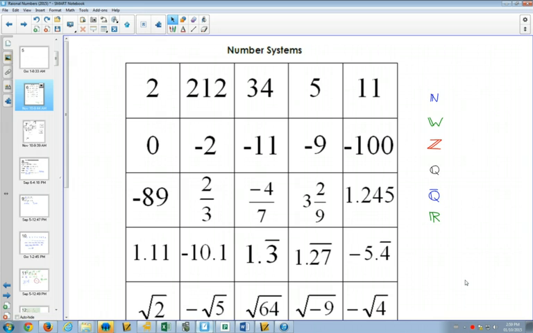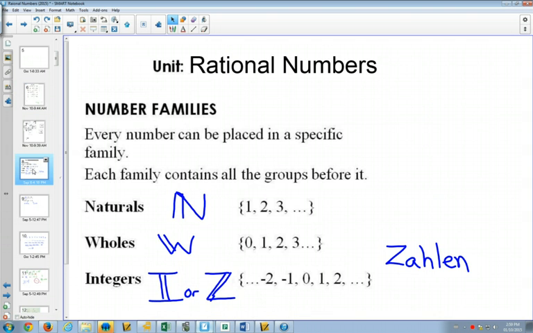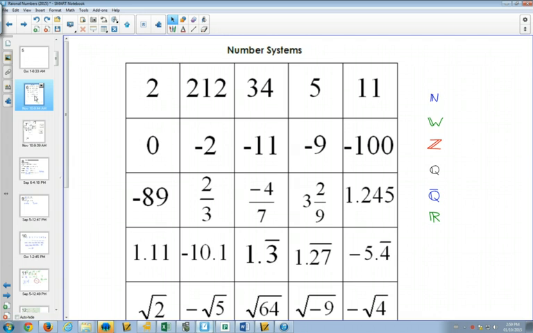Find all the natural numbers and color them the same. So if you go back to your notes, what are the natural numbers? Natural numbers are 1, 2, 3, 4, 5, all your counting numbers. So would 2 be a natural number? Yes. So I'm going to put a symbol here that it's a natural number.